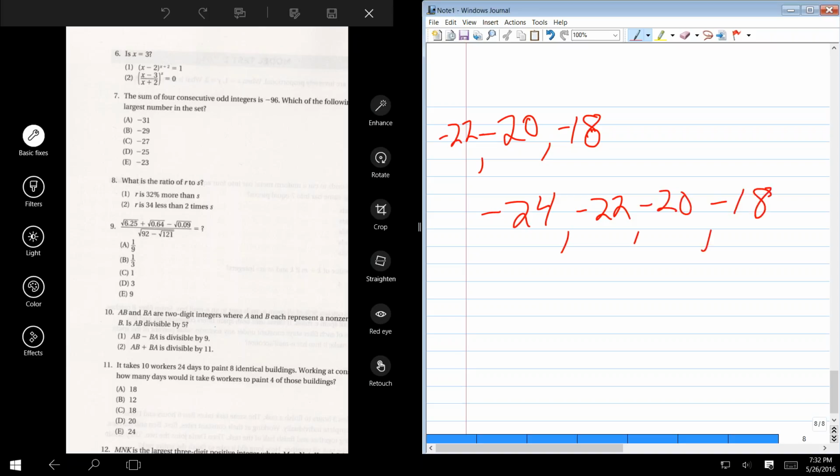Looks like minus 94. No, let's see. These three add to 60. That would add to minus 84. So I've got to take off the 18 and add a minus 26. And I just increased my number by 8. I'm going to have to go back and do at least one more, I believe.